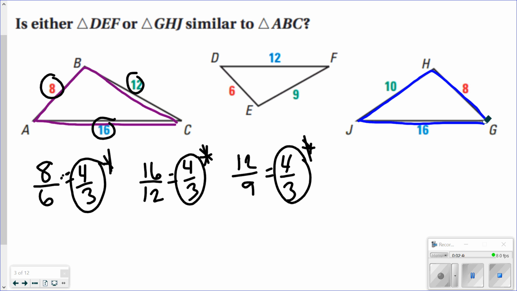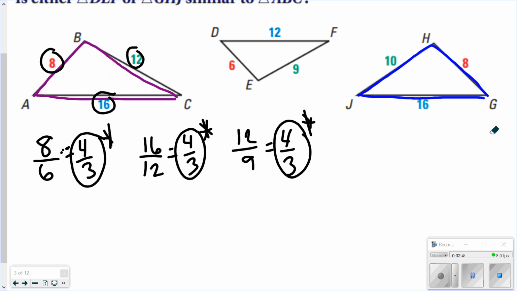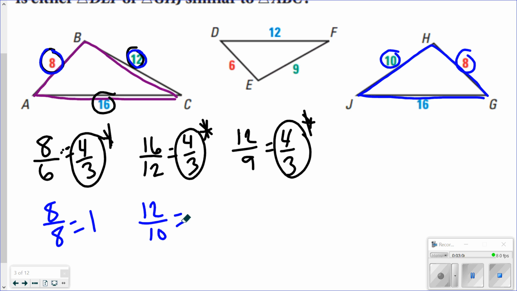All right, so once again, let's look at the corresponding sides. So 8 is going to correspond with this 8. So 8 divided by 8 is equal to 1. So let's look at this 12 and this 10. Well, right away we can see that those are not the same number. 12 divided by 10 simplifies to 6/5, which is not the same. So that means that those two triangles are not similar. And I can actually stop here. I don't need to move on because I've already proven that those fractions are not congruent.